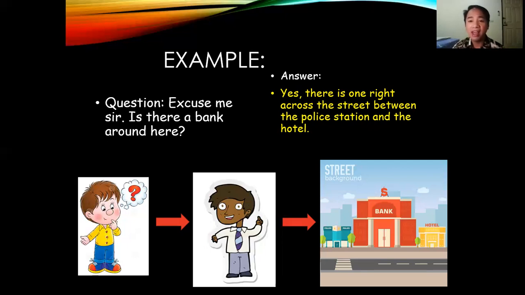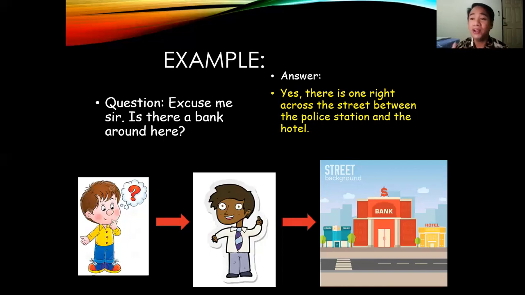So you can say there is one across the street between the police station and the hotel, wherein you can find the bank. So it's at the center of the 2 different buildings, right? In between the police station and the hotel, you can find the bank. So you can answer, yes, there is one right across the street between the police station and the hotel. Okay, so that's how you answer.